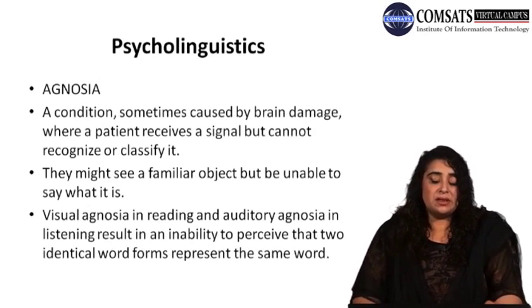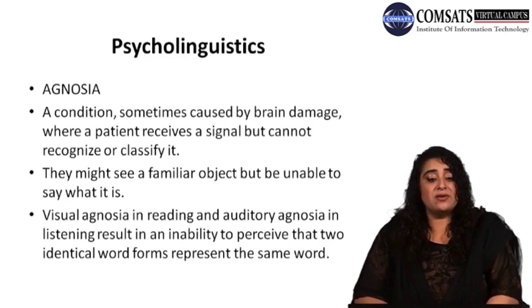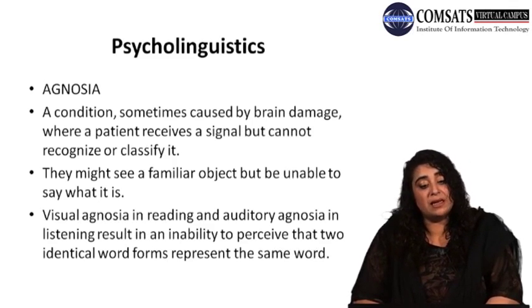Now, when we study psycholinguistics, once again, we need to make it clear that it's all about how our thoughts and our brain process language. So if there is brain damage, then that does affect our ability to speak or to listen. Agnosia is a condition sometimes caused by brain damage where a patient receives a signal but cannot recognize or classify it. They can see a written form, or hear speech, but they can't recognize it. They just can't click to it. They might see a familiar object but be unable to say what it is.